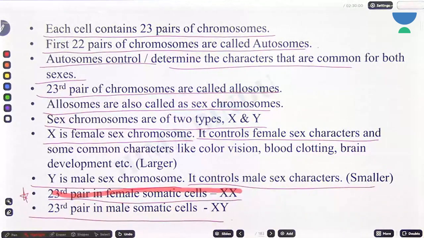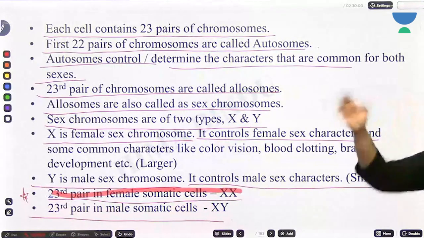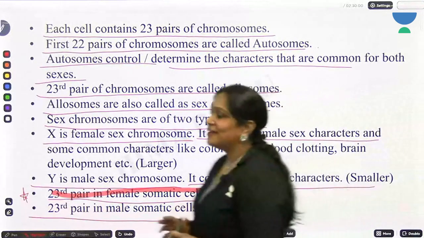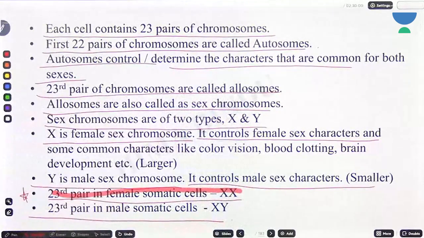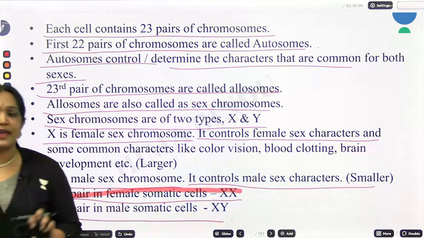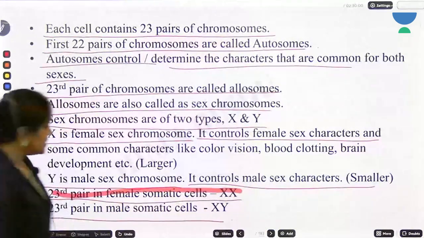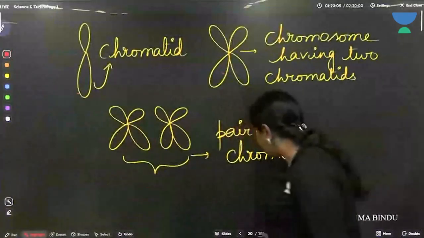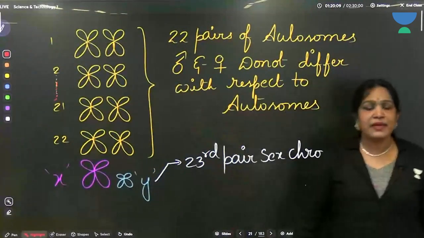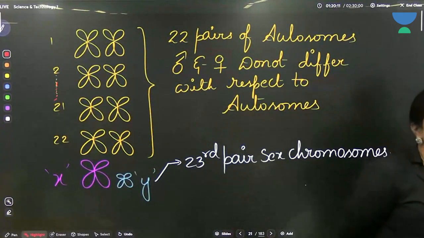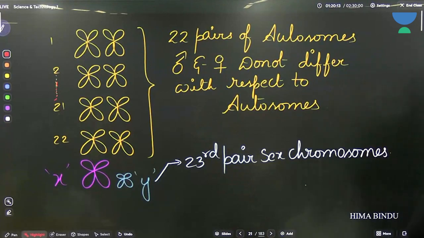So what is the 22nd pair in the females? What is the 21st pair in the females? What is the 5th pair in the females? What are all those pairs? They are autosomes. So only the 23rd pair is XX. In the same way, in the males, if it is... Okay, look at this diagram and tell me, have I drawn the chromosomes of a female or a male?